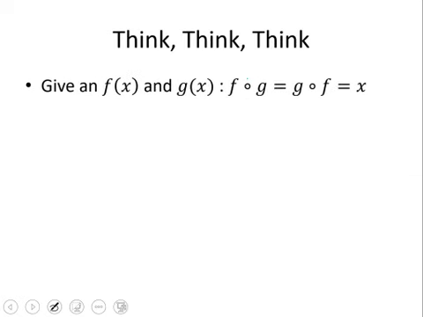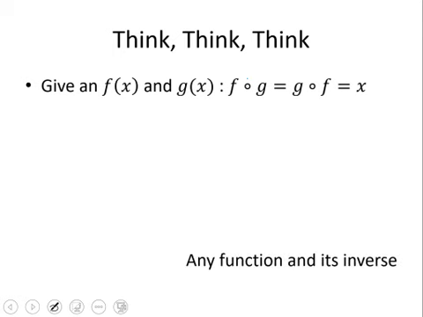Okay, so if we have f of x and g of x, when do you think f of g and g of f would both be equal to each other, and also equal x? Take a second and see if you can figure out when f of g and g of f will equal each other and also equal x. Okay, and the answer to this is that they have to be inverses of each other.